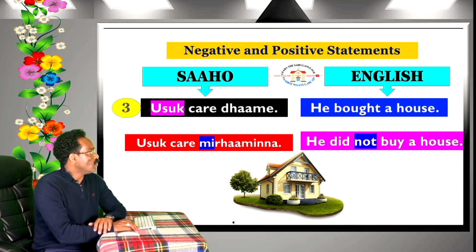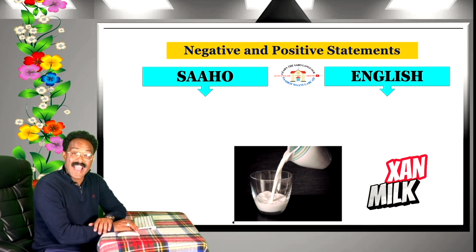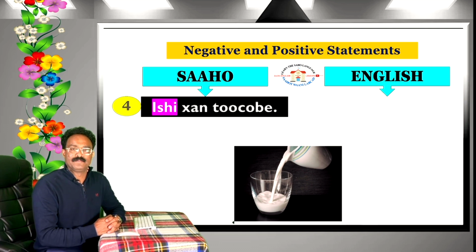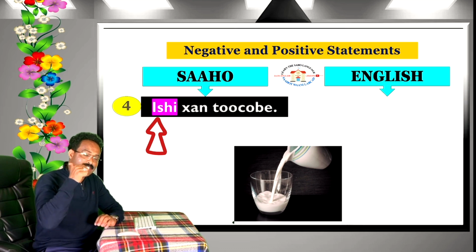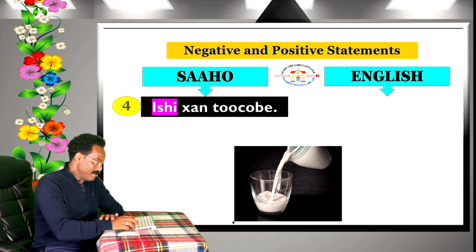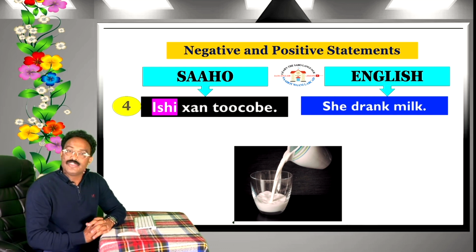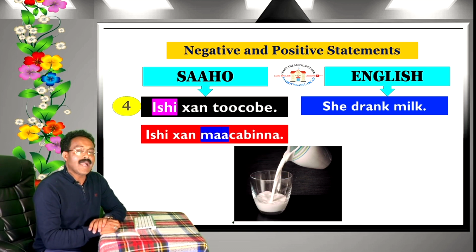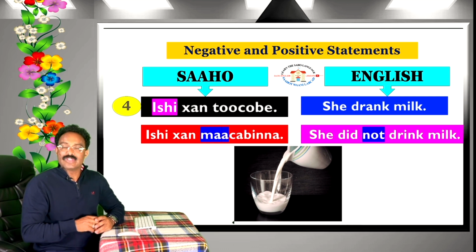Okay, so number 4. Number 4, this is milk. Time hankin, han. Okay, Ishi han toocobe. She, third person singular, feminine. Okay, she drank milk. Ishi han ma cabina. In English, it is she did not drink milk.